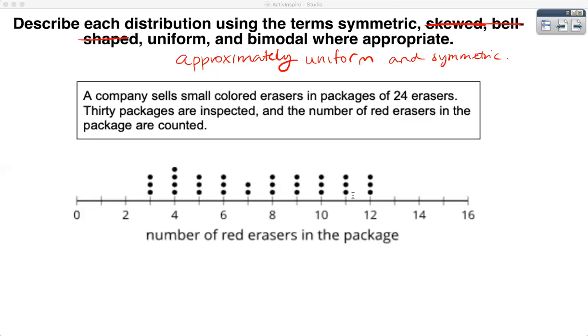Because essentially when we're saying something is approximately uniform, it means that instead of each value having exactly the same frequency, they all have frequencies that are almost exactly the same, right? We can see that in so many of these number of red erasers in the package. A lot of them have almost exactly the same frequency. So it is approximately uniform.